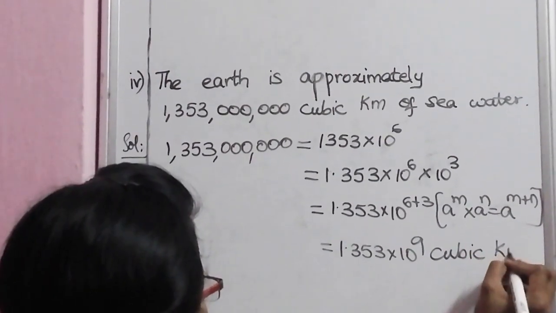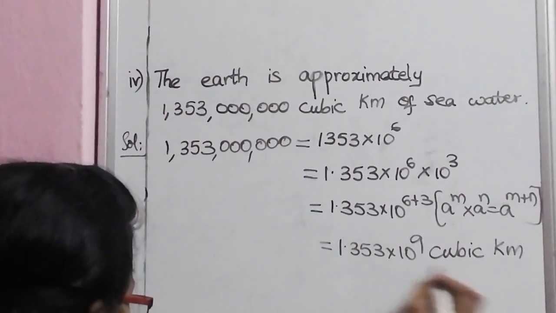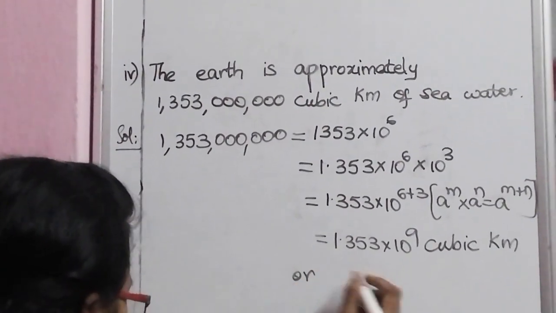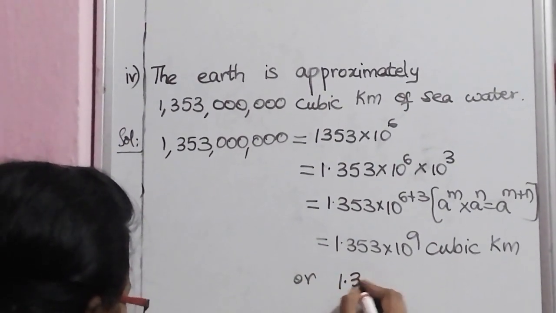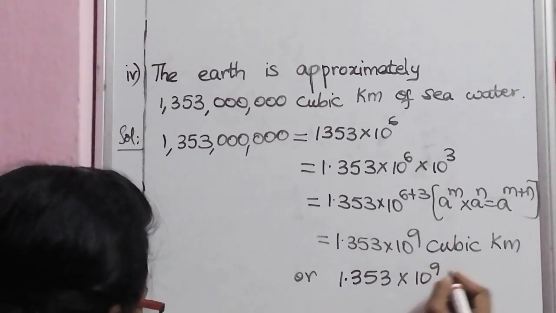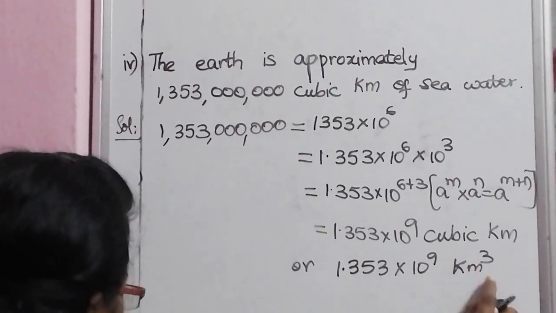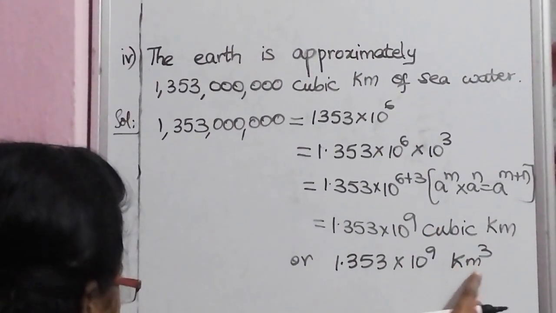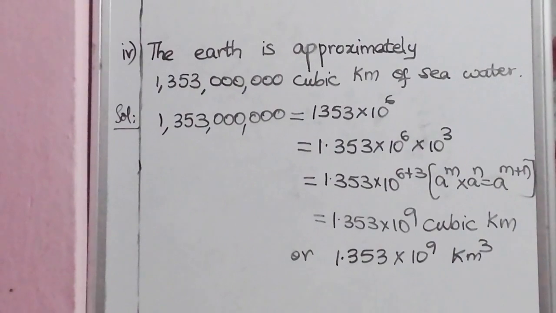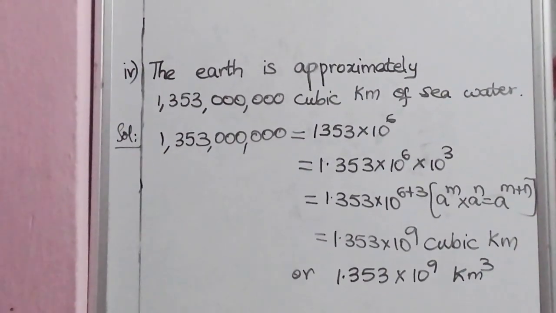Cubic kilometers. What is the meaning of cube? 3 times. So you can write this as 1.353 into 10 to the power 9 kilometer cube. Okay, cubic kilometers, or you can write it as kilometer cube. Understood this? Copy in your class workbooks, children.